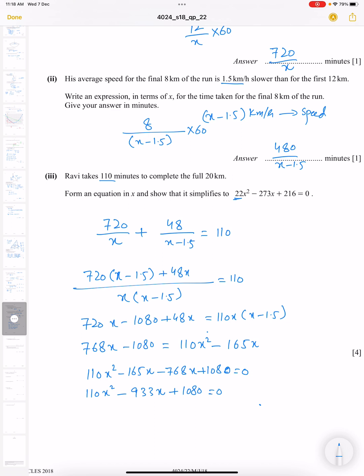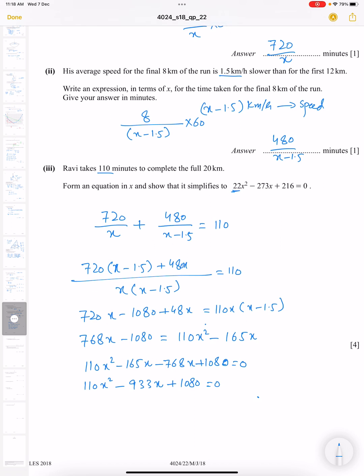Yeah, it is 480 basically. So it is 480x. Sorry, my mistake. So this is not 768, 720 plus 480, 1200. It is 1200x. So it is here 1200x.